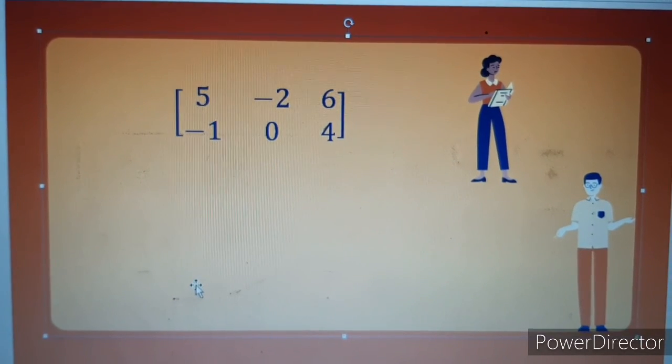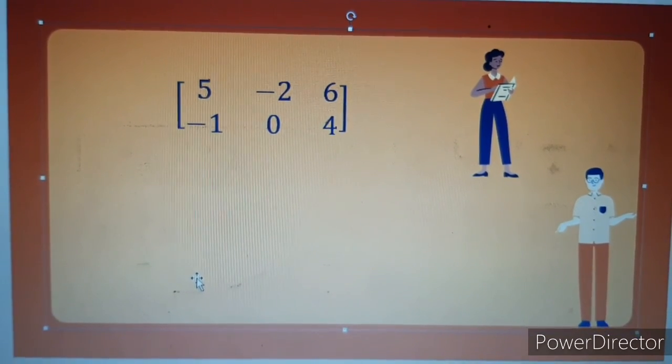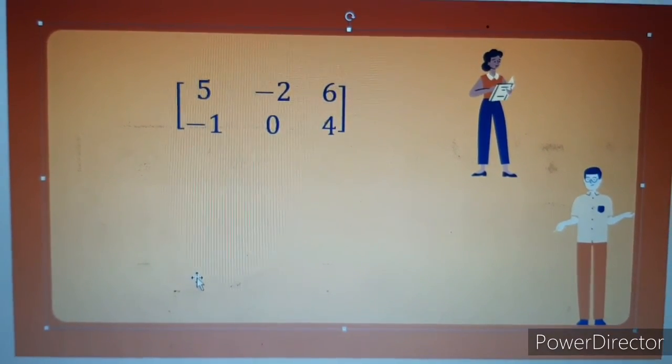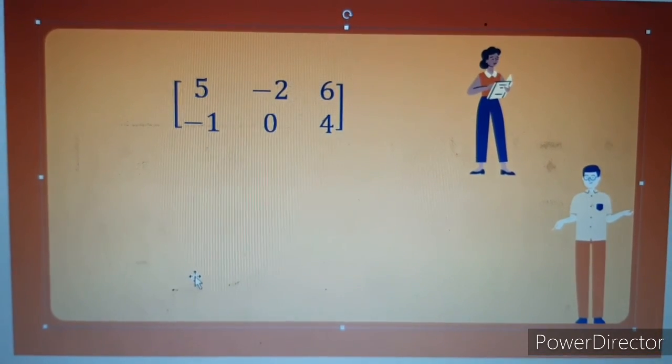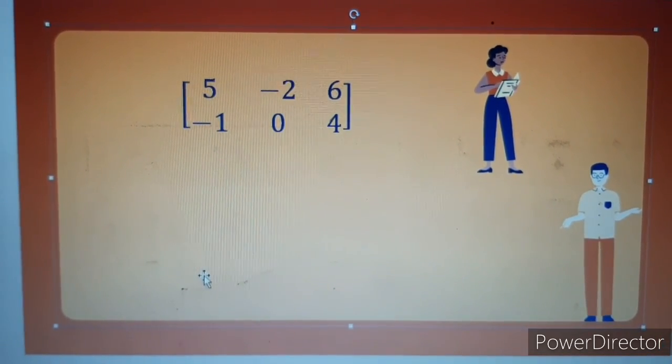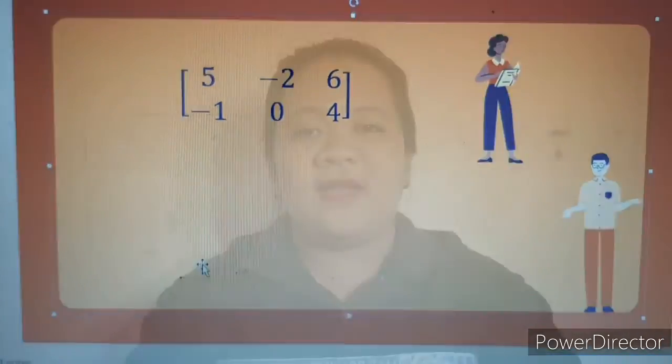So we now have the matrix with rows 5, negative 2, 6 and negative 1, 0, 4. That is the matrix A of the given example.